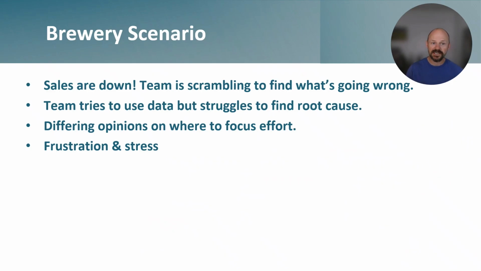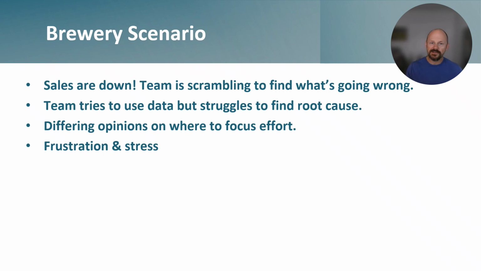So here's our scenario, and it's probably going to sound pretty familiar to a lot of brewery teams out there. Sales are down, and the team is really scrambling to find what's going wrong. Right now, they're working really hard, they're taking a lot of actions, but they're not really able to move the needle. And part of the reason is that in some cases they try to use data, but because it's a real manual process, it's inconsistent, people don't always trust it or use it correctly. So they struggle to find root cause.